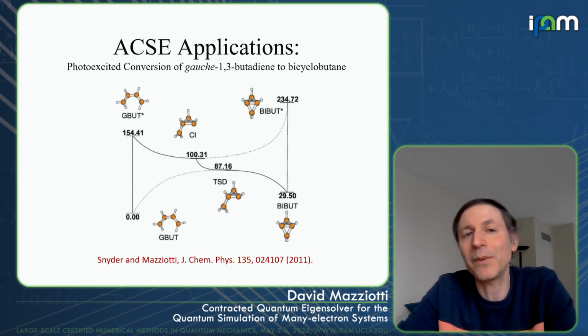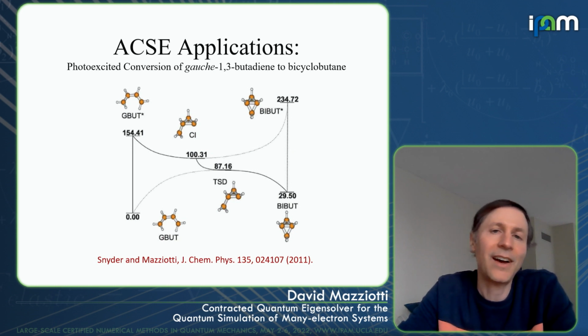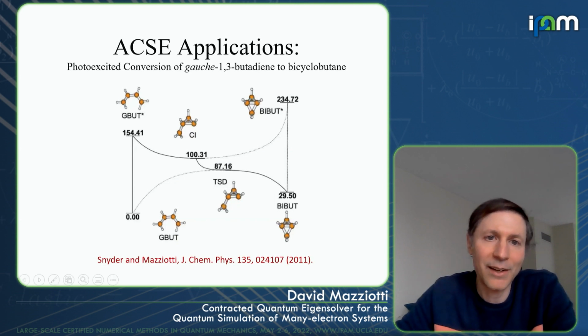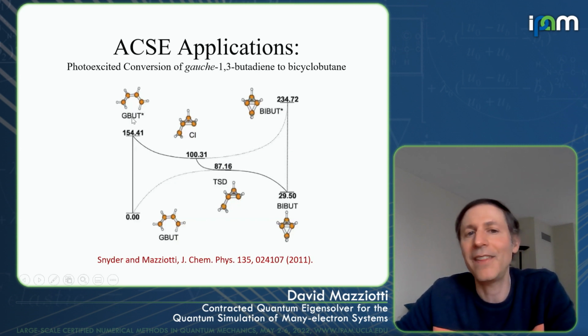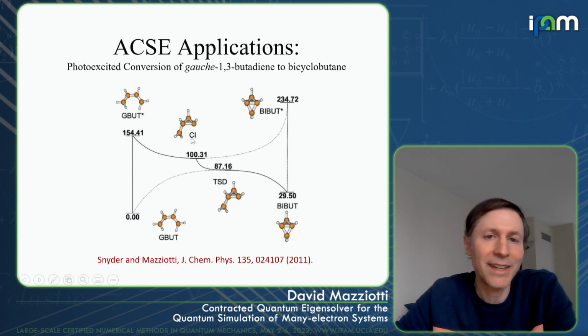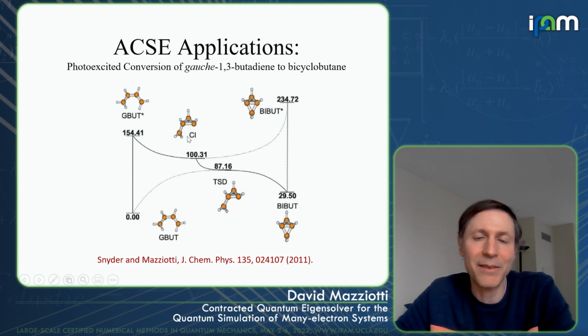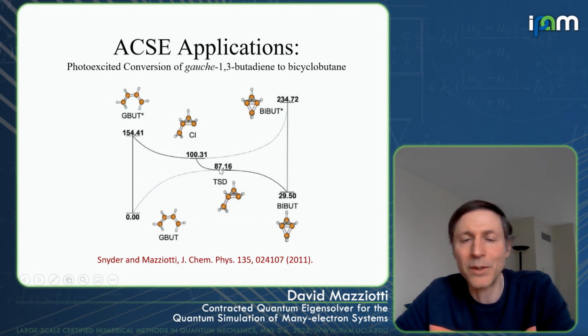So for example, if we look at a photoexcited conversion of gauche 1,3-butadiene to bicyclobutane, we have a photoexcitation. We go up into the gauche butadiene star, and then a rearrangement of geometry occurs, taking us to a conical intersection. And interestingly, the conical intersection, which we were able to identify for the first time, lies very close to the disrotatory transition state. So you can see the geometries are essentially the same, at least by the eye, and energetically a little bit different. So it relaxes a little bit more here.